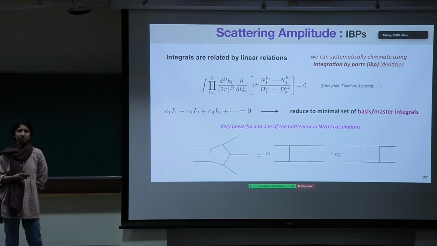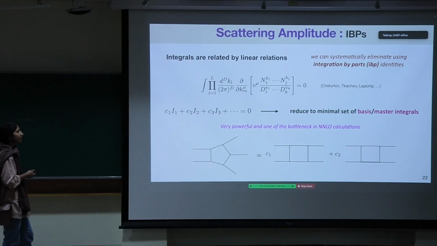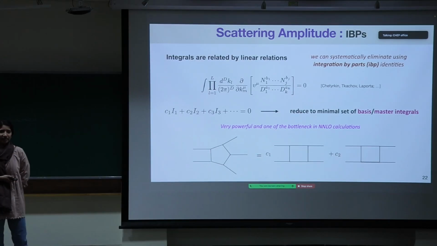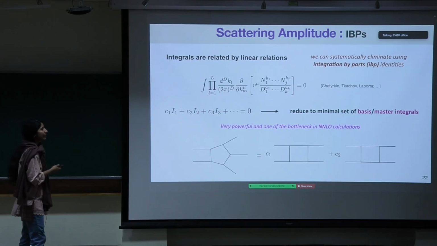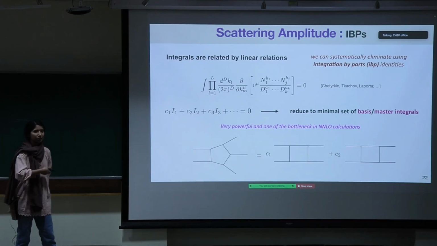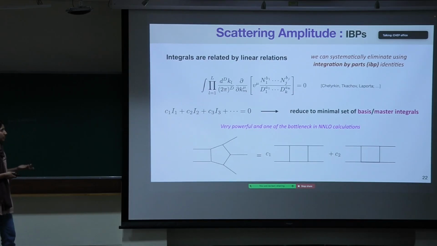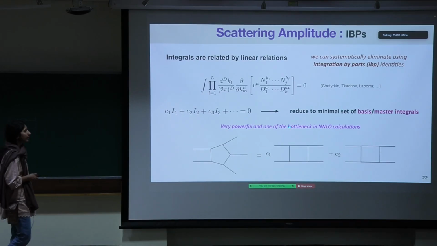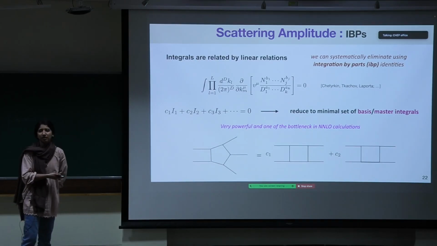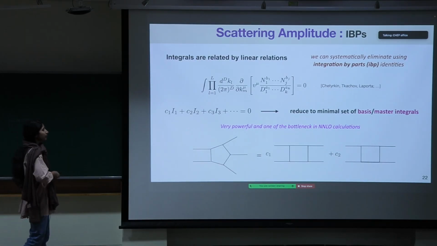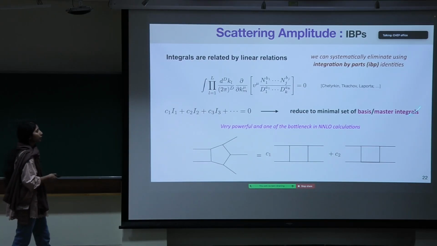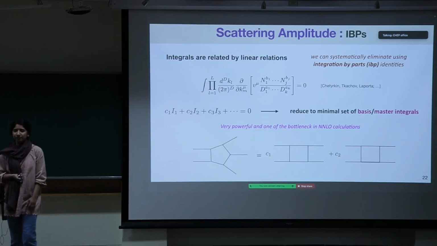They have linear relations between them, which can be found by using integration by parts identities. So we can systematically eliminate. There are algorithms to do such kind of elimination using integration by parts identities. There are other things as well. We can use symmetries as well, and then from there we can try to find a system of linear equations that will reduce this whole set of integrals to a minimal set of basis integrals, or master integrals. Then our computation of this whole set of integrals becomes reduced to computing the master integrals.